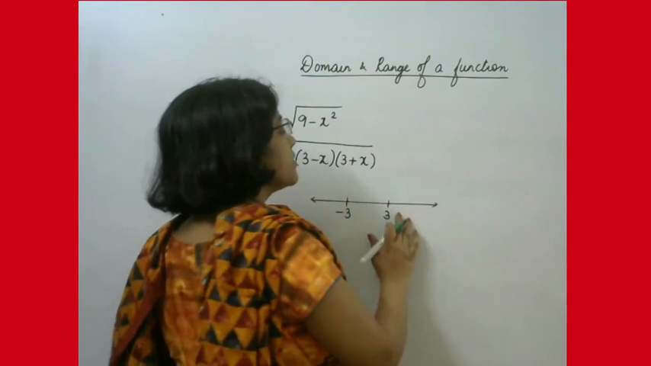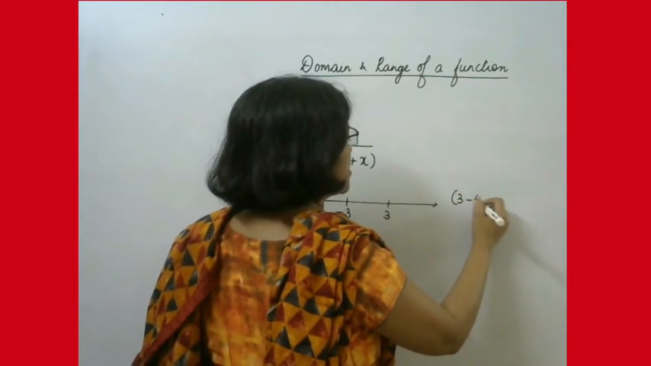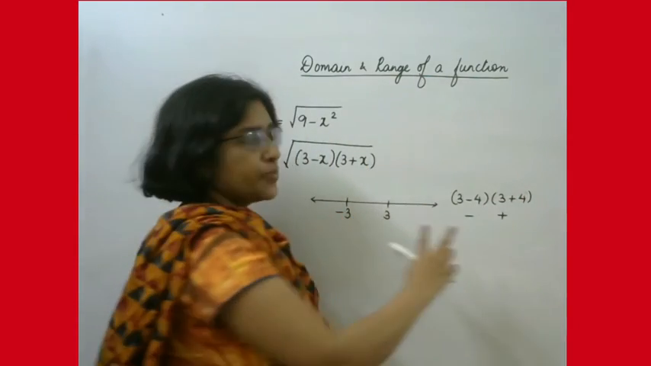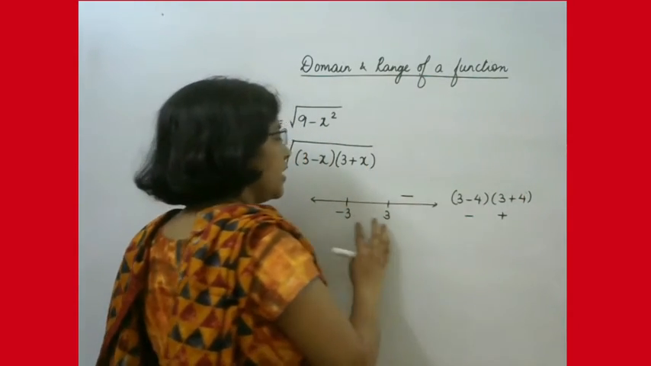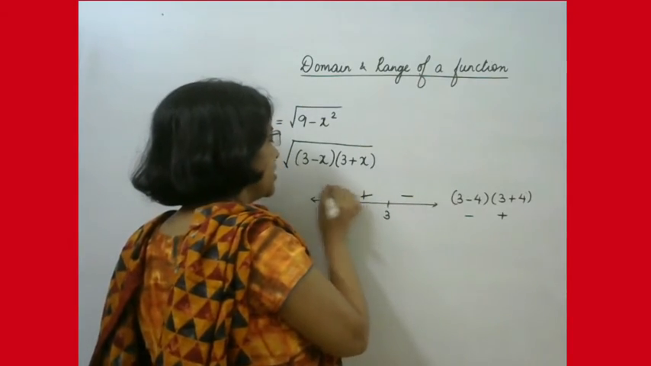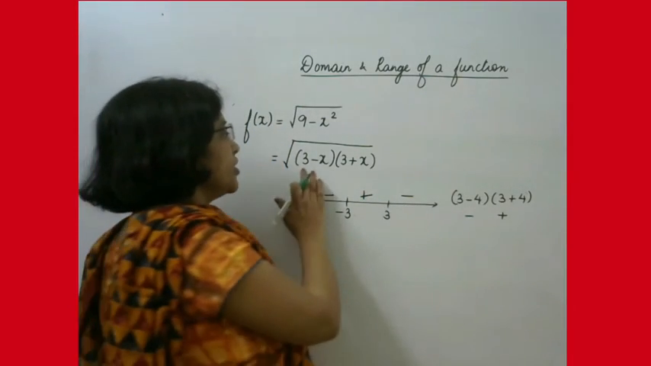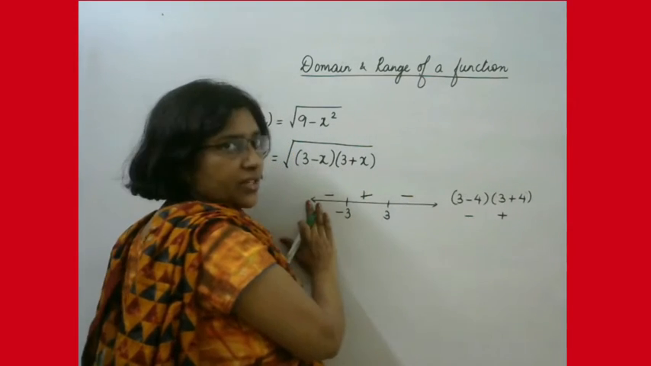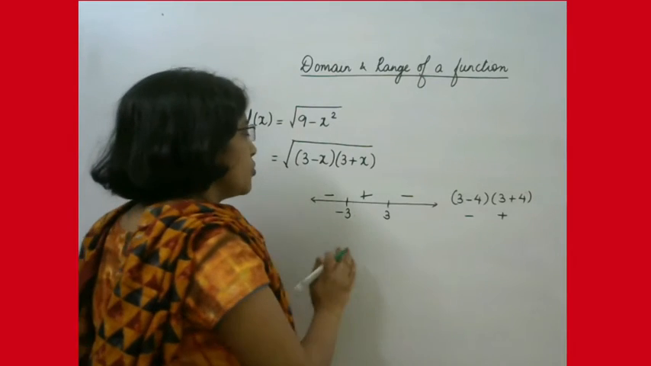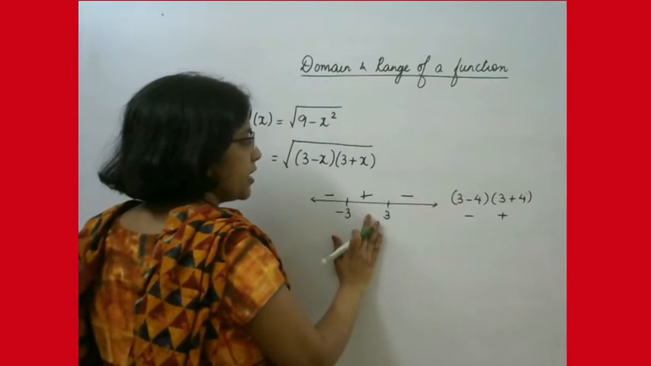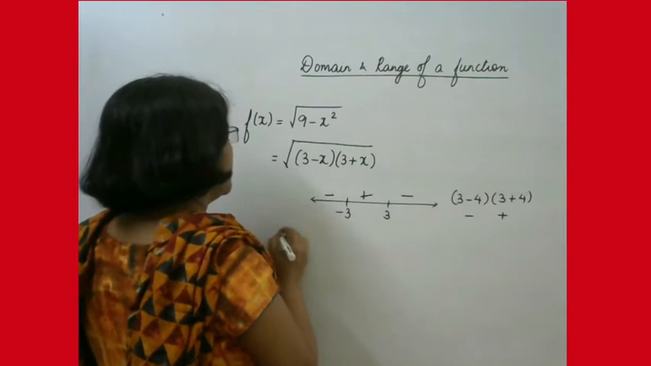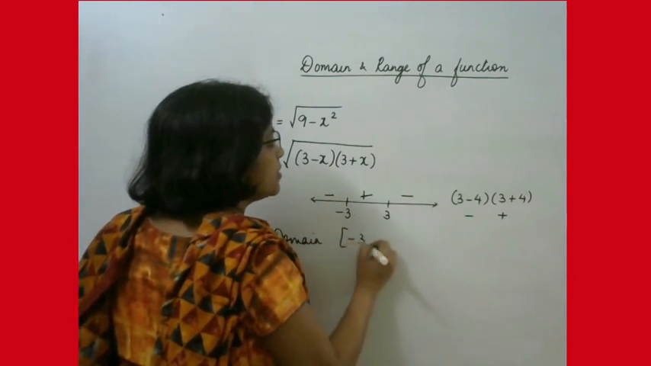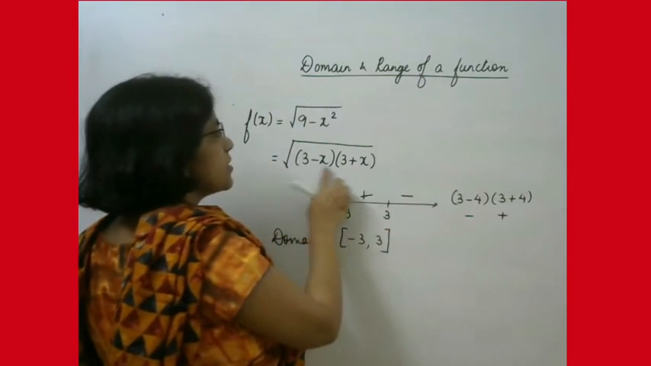Let's take a number bigger than 3, that is 4 say, and we find that this is negative, this is positive. The product will be negative, negative, and we know this is negative, positive and negative. We also decided that if it is of the form a minus x, it will always be negative, positive, negative in this order. And so, since it is a square root, we like to have positive numbers and the domain becomes minus 3 to 3. See, minus 3 and 3 are allowed.